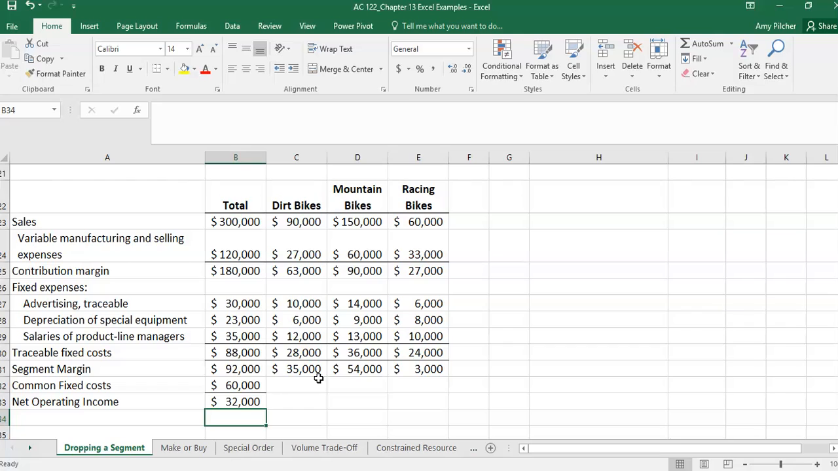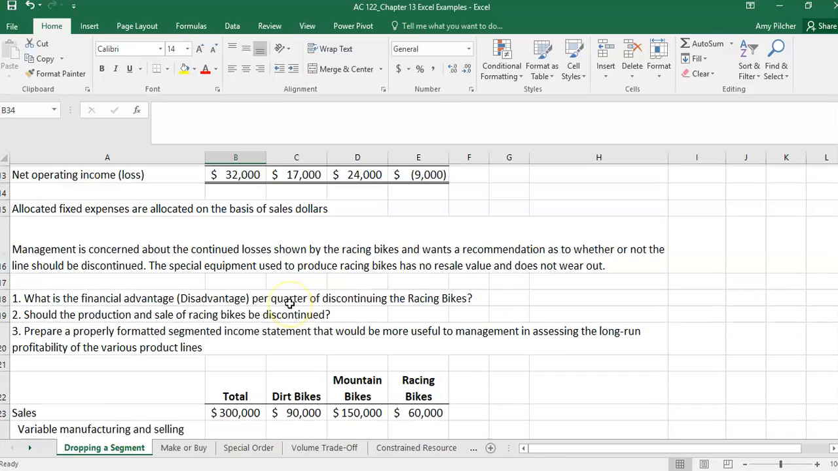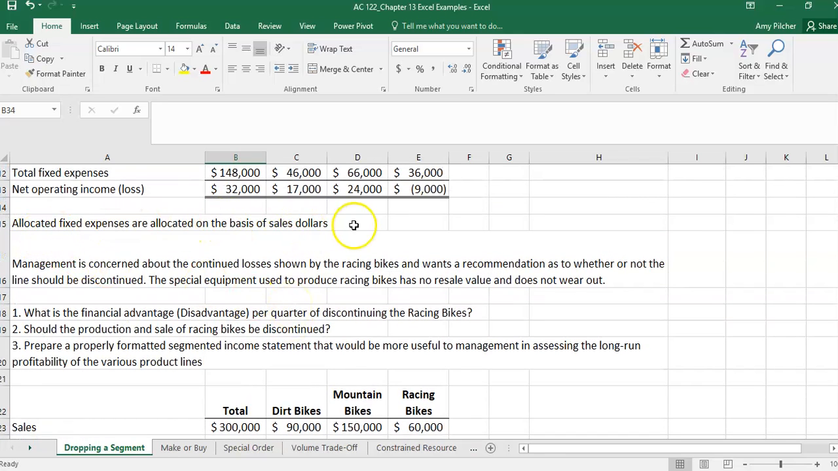And it's possible if we allocated those common fixed costs in a different way that we wouldn't be losing money in this division. Remember, it's up to a company to decide how they allocate those common fixed costs. You see that they allocate those fixed expenses on the basis of sales dollars. So if you remember the chapter where we talked about allocating service department costs and fixed expenses, we determined that sales dollars were the most ineffective way to allocate those. In fact, it's highly recommended that companies don't use that as an allocation method.